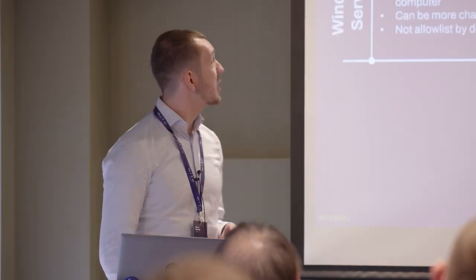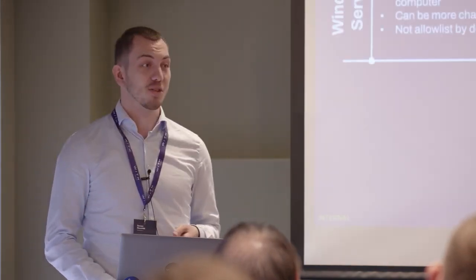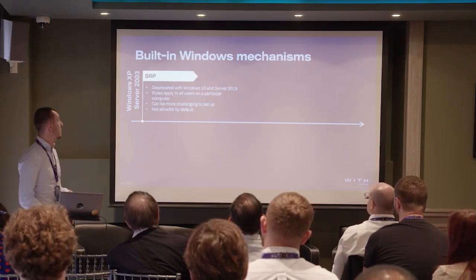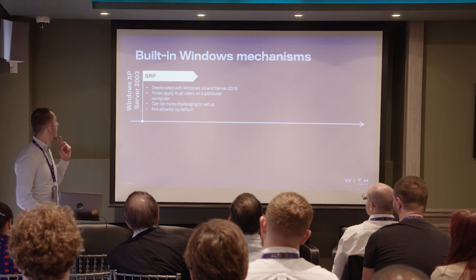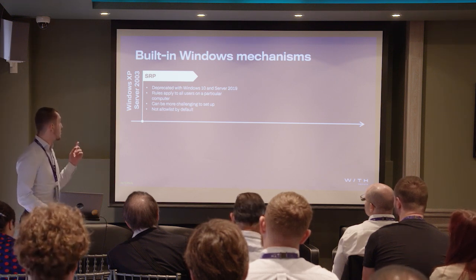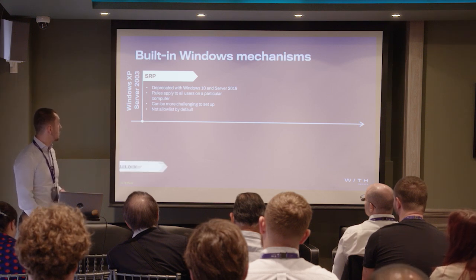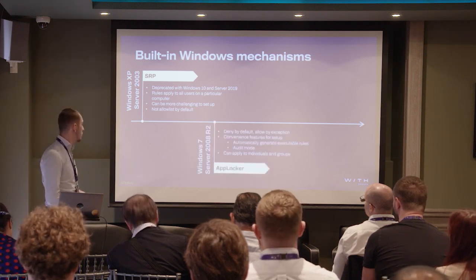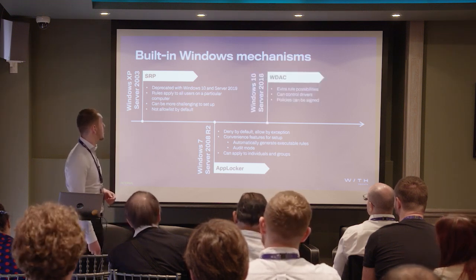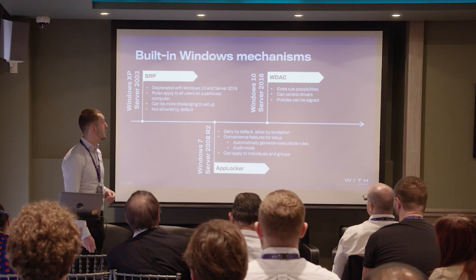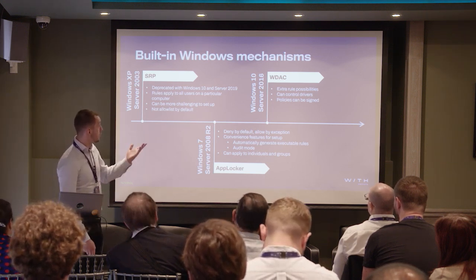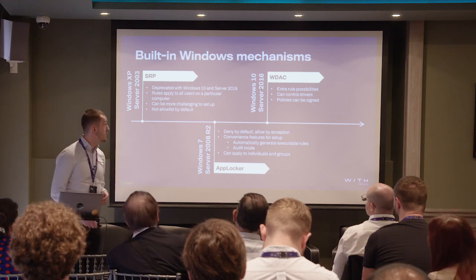So now we can talk about some built-in Windows mechanisms that can be used for enforcing application allowlisting. First, with Windows XP and Server 2003, there were Software Restriction Policies. They were deprecated with Windows 10 and Windows Server 2019. Then came AppLocker with Windows 7 and Windows Server 2008. And then there is WDAC, or Windows Defender Application Control, which also brings extra functionality.